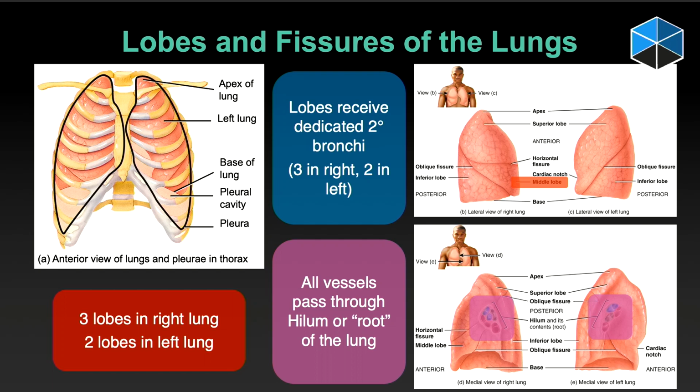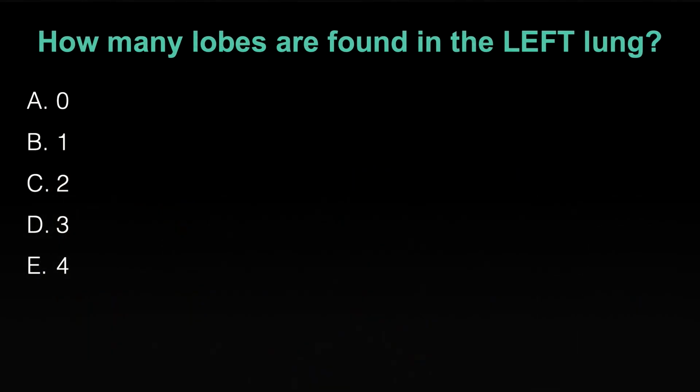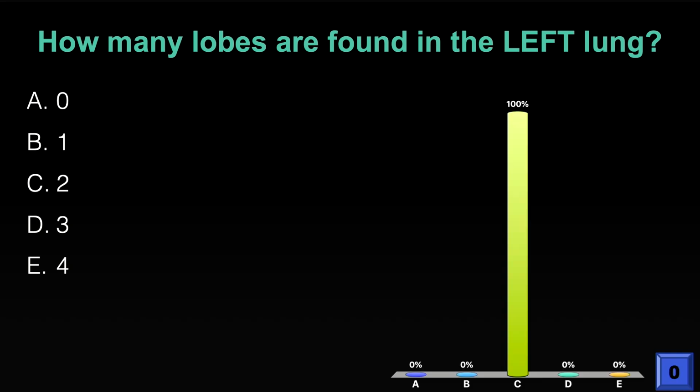So, if you're paying attention, how many lobes are in the left lung? Not meant to be difficult. How many lobes are in the left lung? I could have asked how many secondary bronchi are in the left lung. That would have been a bit more difficult. Absolutely. 2 lobes in the left lung. Everyone is paying attention. Fantastic. Good, good, good.